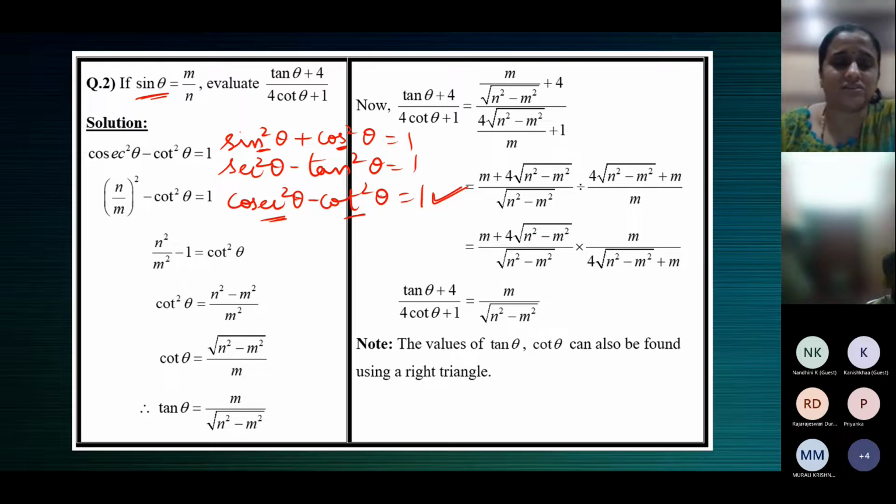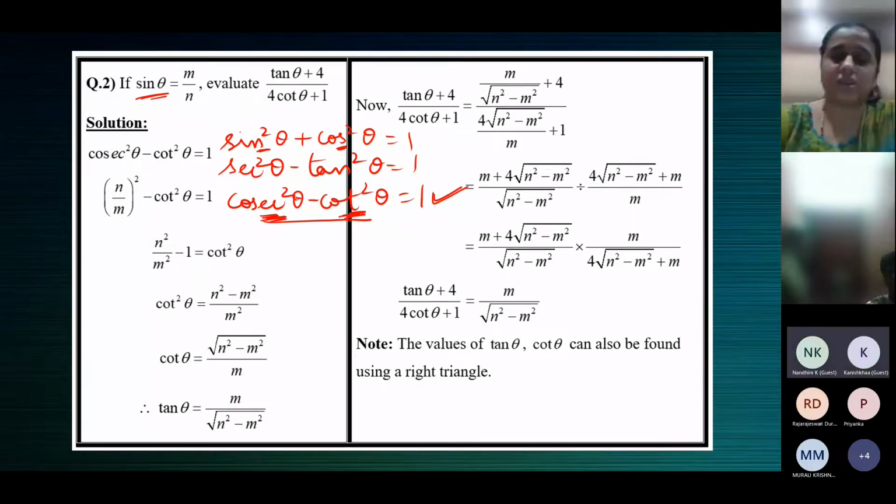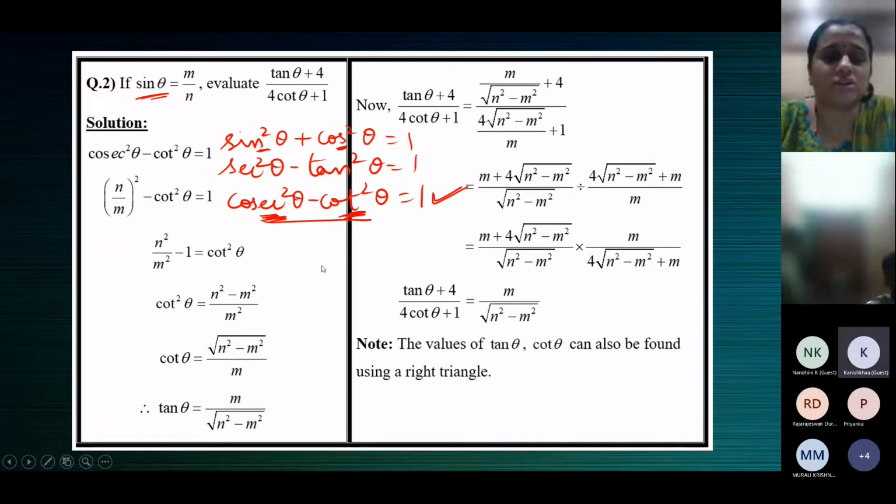So these are the three identities. I chose this identity because I know the value of cosecant theta, because I know sine theta. Substituting that, I can find cot theta, and from cot theta, you can get tan theta. Am I clear, children? Please say yes or no. Yes, ma'am. All right, children. Of these three identities, we use cosecant square theta minus cot square theta is equal to 1, because we know the value of cosecant square theta, because we know sine theta.